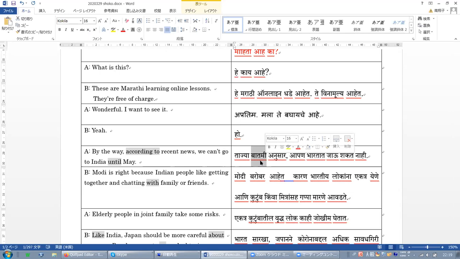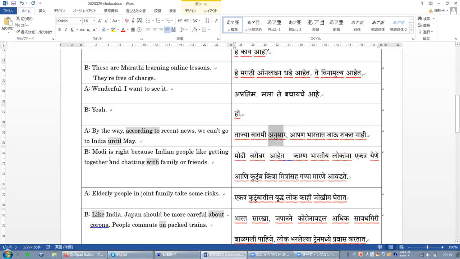Tajya batmi nusar, apan Bharatat jau shakat nahi. Right. So next, Modi is right. Modi barobar ahet.